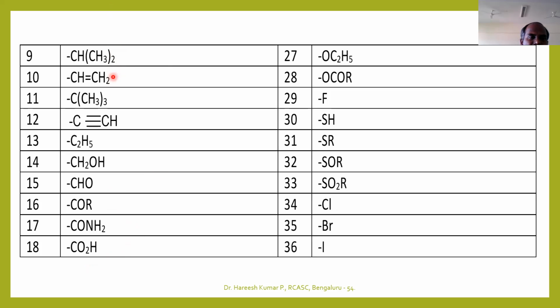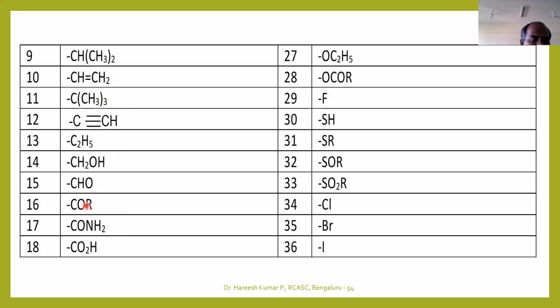So when you are comparing these two, the double bond takes priority compared to the single bond. Similarly, a tertiary group takes priority compared to the double bond one. The triple bond takes priority compared to a tertiary carbon. Similarly, ethyl takes priority compared to the triple bond. CH2OH takes priority compared to the ethyl. The CHO group takes priority compared to CH2OH. COR, the ketonic group, takes priority compared to the CHO.